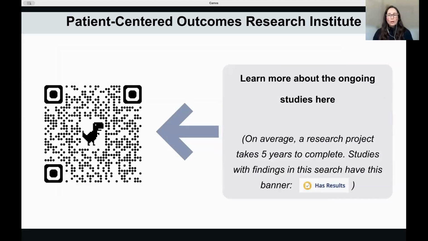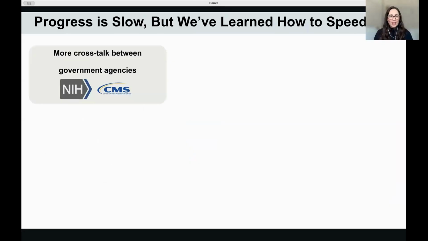And then if you want to learn more about the ongoing studies that PCORI has on pain, we have this QR code here. And so, as Laura said for the NIH, it applies here too, where research projects just really do take a really long time to go from start to end. And some of the studies that PCORI has done do have findings. And so the ones that have that little has results bubble actually show what the results of those studies are. And with that, I actually will turn it back over to Laura.